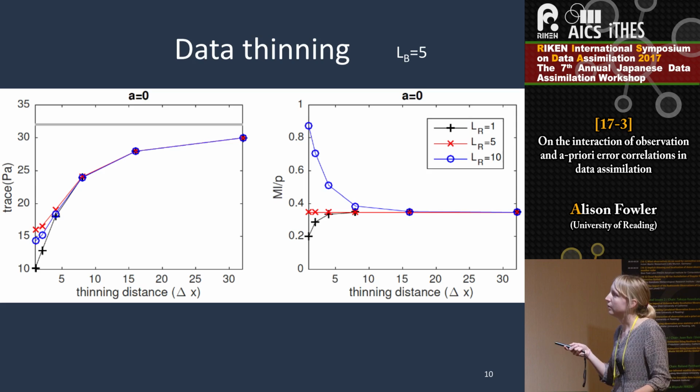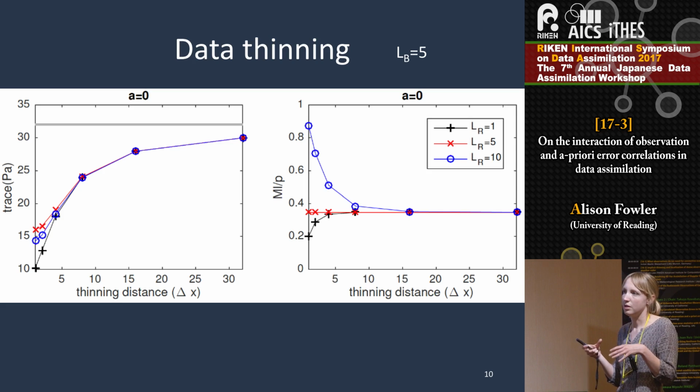The second plot shows the mutual information divided by the number of observations, again as a function of thinning distance. This is a metric of the efficiency of the system, so it's the average information content of each observation. What you see now is that when the length scales in R and B are the same, this metric is insensitive to the thinning distance, and that can be related to the effect on the influence matrix.